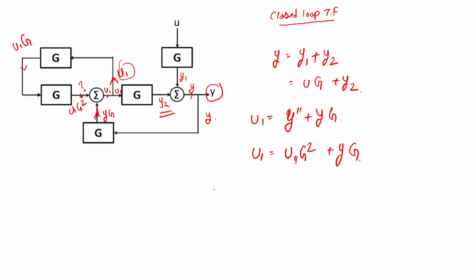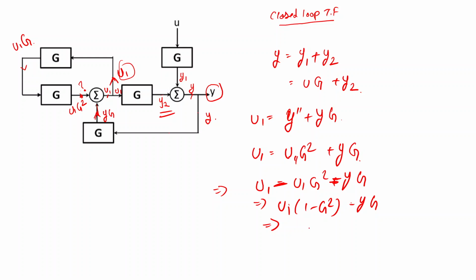Now from over here we can find the value of unknown U1. So it will become U1 minus U1 G square is equal to Y times G. You can take U1 common, 1 minus G square, is equal to YG, and we will be having U1 is equal to YG upon 1 minus G square. Now we have this value of U1 over here.